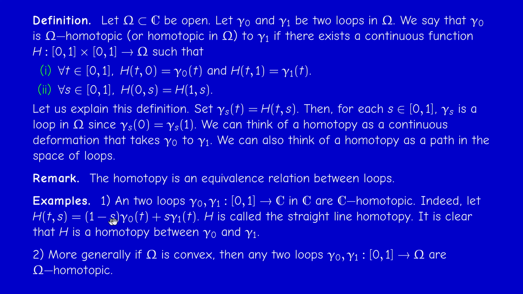In order for this, note that H should take values in omega. This is the point. If omega is convex, then this straight line homotopy takes values in omega, because omega is convex. But if omega is not convex, then this is not a homotopy in omega. Okay? So everything depends on the geometry or the topology of the domain.